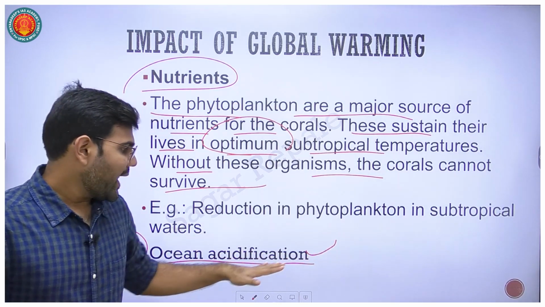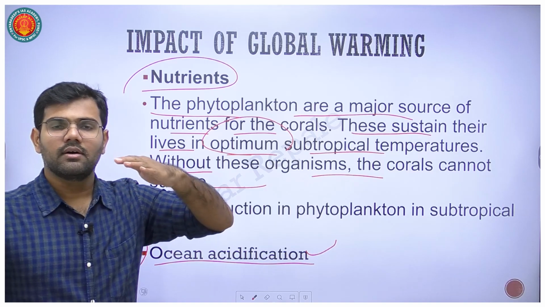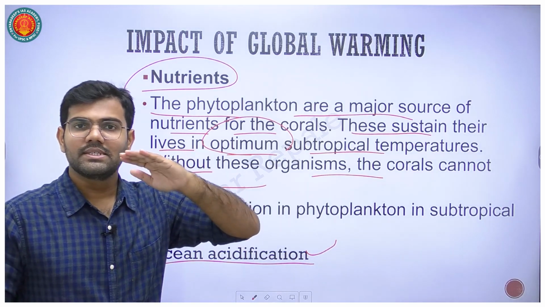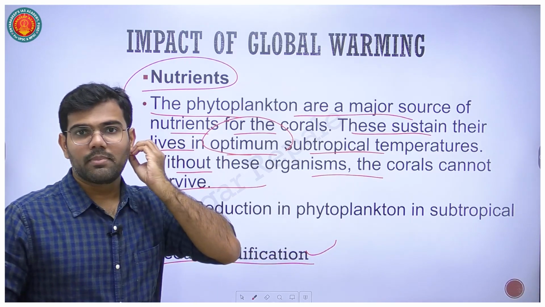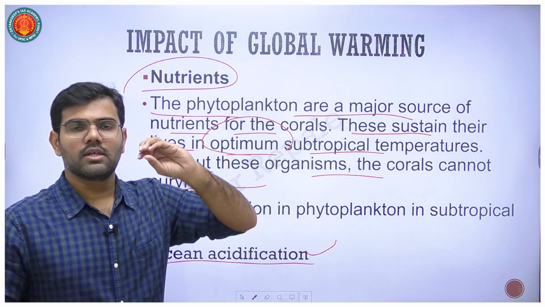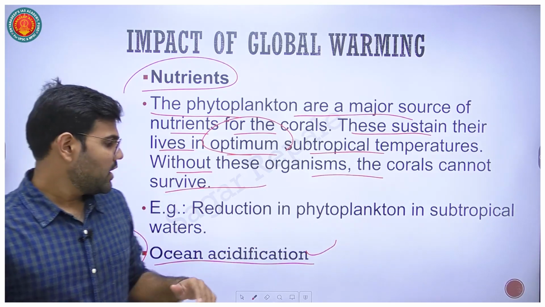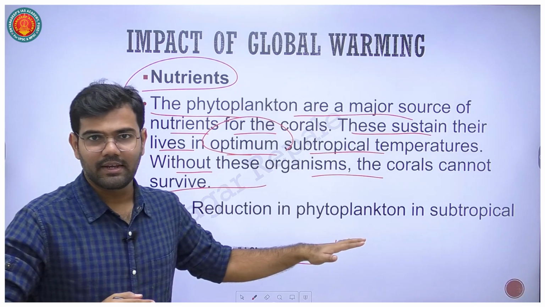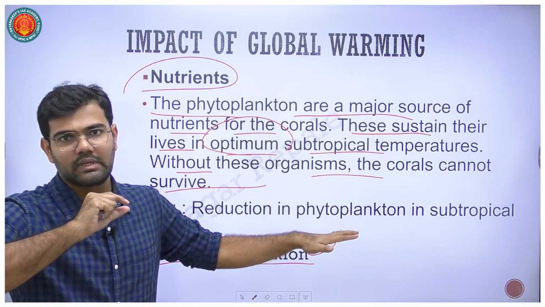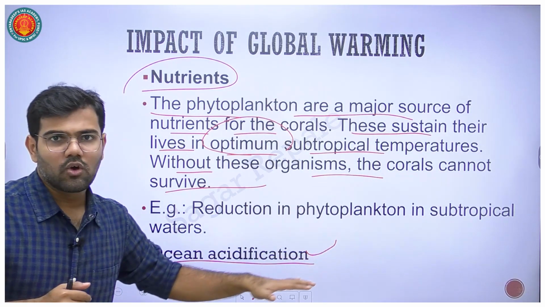And due to what? Acidification. Like the shell, we have learned the shell is made up of what? Calcium. So due to the acidification, what happens? The bleaching happens, the loosening of that shell happens, right? Weakening of that shell happens due to the ocean acidification. When the acidity increases, the quality of that shell deteriorates, right? So that affects the coral system.